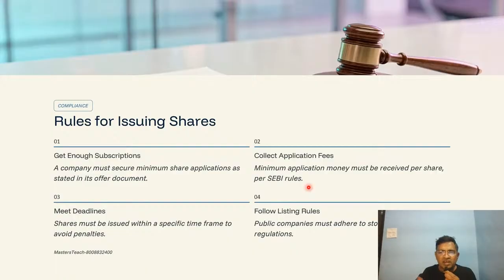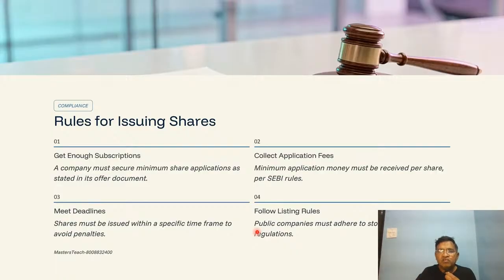So when shares are issued, applications are collected, with a minimum share amount to be given to the company by the shareholder as per the SEBI rules. SEBI means Securities Exchange Board of India. So that application needs to be collected. Then meet the deadlines. They will give a specific time, and in that particular time, the shareholder has to pay the particular amount.